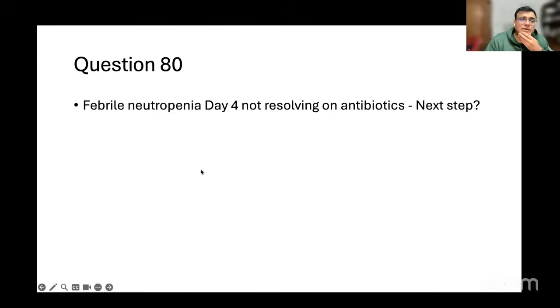Question 80, febrile neutropenia, day 4, not resolving on antibiotic. What is the next step? Whenever you have febrile neutropenia and the patient is unresponsive to your IV antibiotics, think of fungal. Think of Candida. Think of fungus as culprit and add antifungals, usually echinocandins are the preferred ones. Usually we add echinocandins, so that would have been the correct answer there.